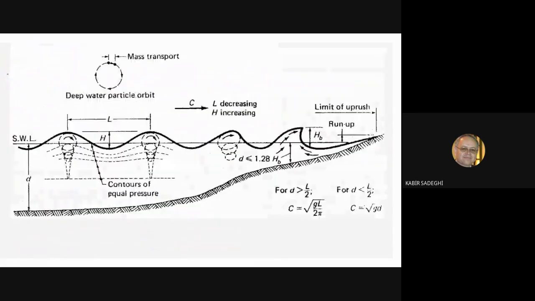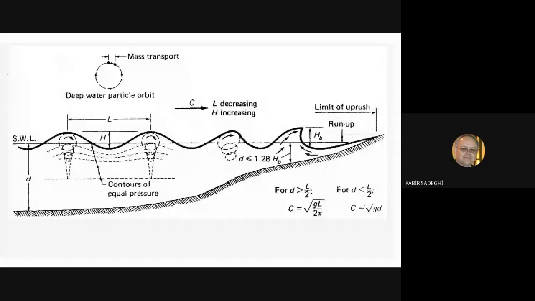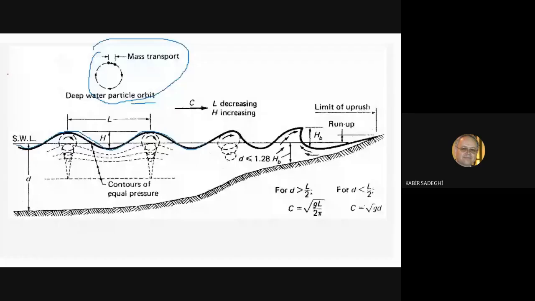Here, I wanted to remind you what eta, the wave profile, is. The wave profile is this one. And when we use Airy, we consider that the orbit is circular. The water particle moves around the circle. Actually, we don't have real material transportation. The water particle doesn't move from here to there, it just rotates around its orbit.